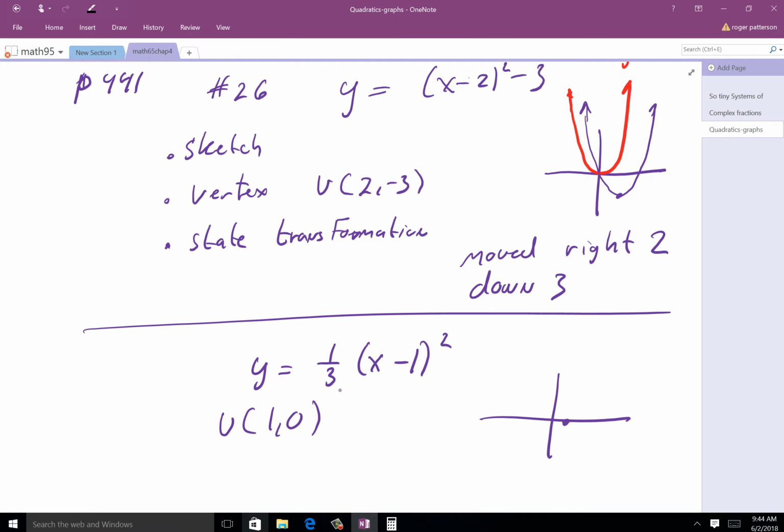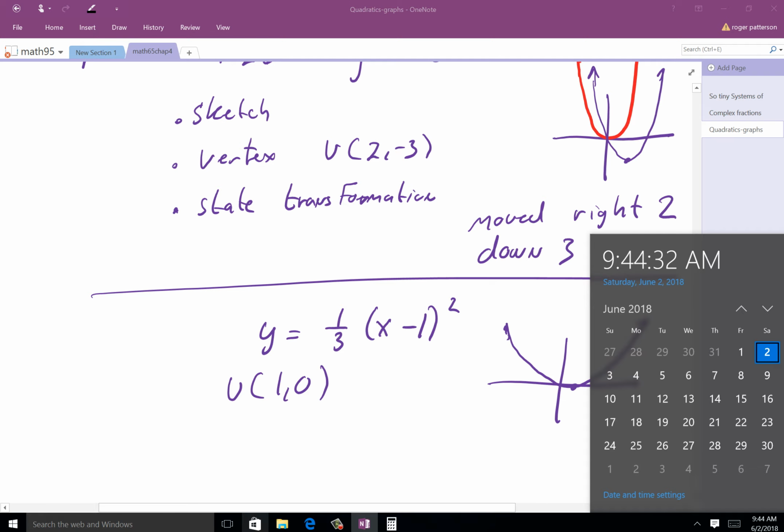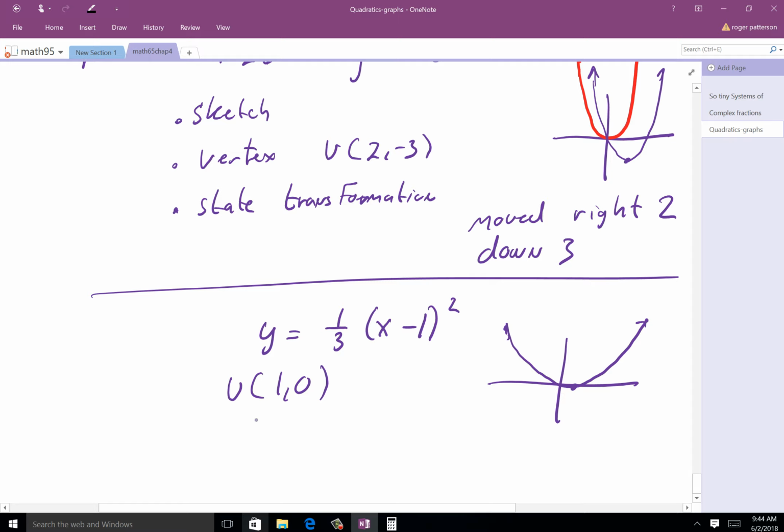It's going to be pretty wide, right? It's pretty wide. Yeah, it's going to be pretty wide. All right. Okay, there we go. So, there's my vertex. Sketch the graph. What has happened to it? Well, which way did it move this time? Moved right 1. Okay? Now, not only has it moved right 1, but we got to deal with this 1/3.